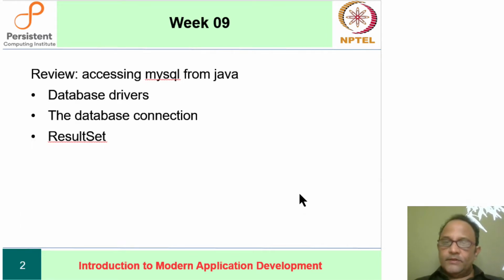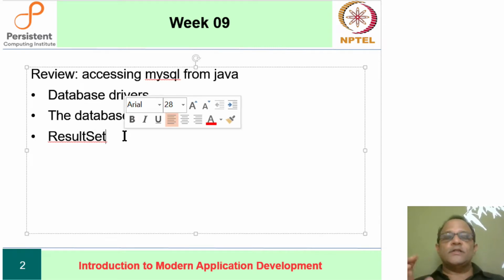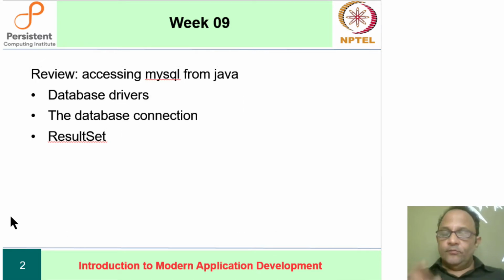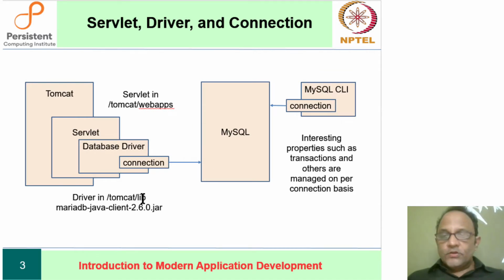So let's see. Right. So the review is of how to access MySQL from Java, what database drivers are, what the database connection is, and how the result set object contains information about whatever the result of the statement from the database is and how we access it and convert it into HTML. All right. So here is the overall central picture that you should keep in mind.